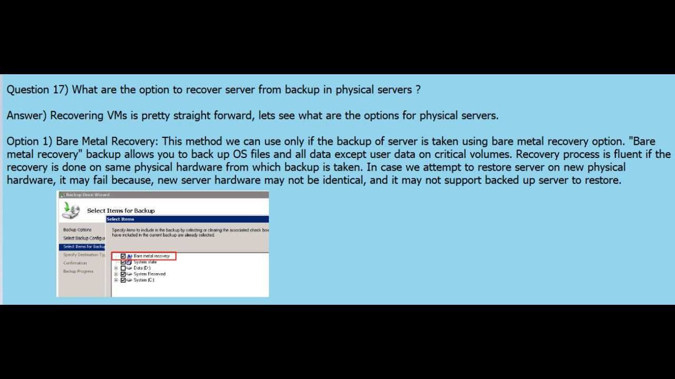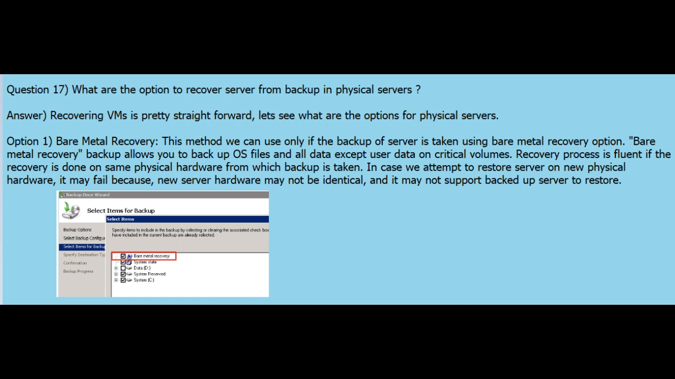Question 17. What are the options to recover a server from backup in physical servers? Answer. Recovering VMs is pretty straightforward. Let's see what are the options for physical servers. Option 1. Bare metal recovery. We can use this method only if the backup of the server is taken using the bare metal recovery option. Bare metal recovery backup allows you to back up OS files and all data except user data on critical volumes.